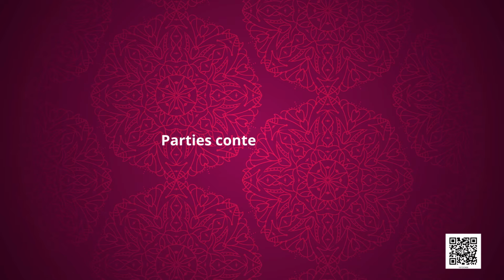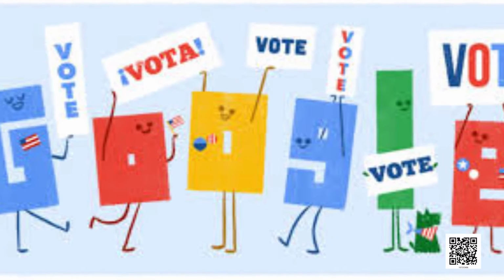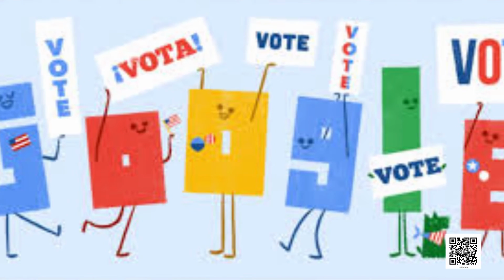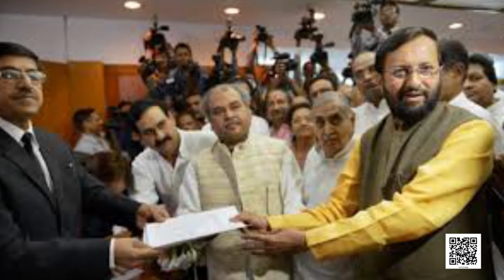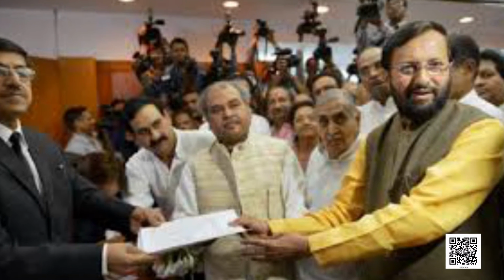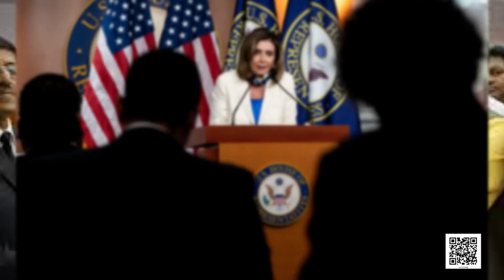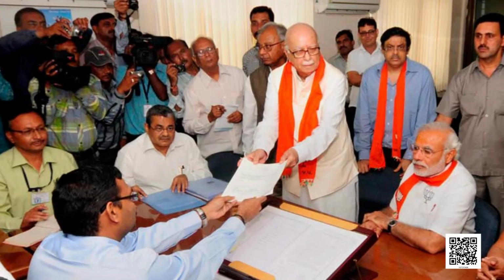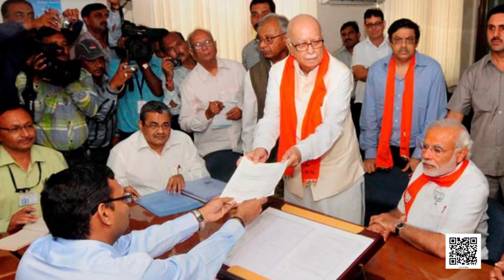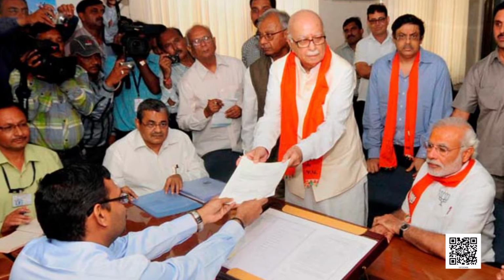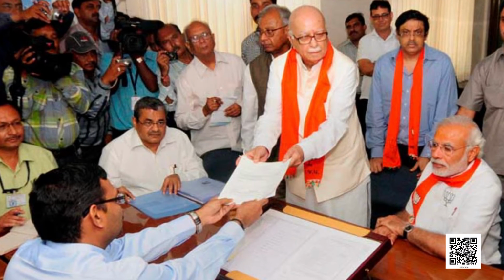First, parties contest elections. In most democracies, elections are fought mainly among the candidates put up by political parties. Parties select their candidates in different ways. In some countries such as the USA, members and supporters of a party choose its candidate. Now, more and more countries are following this method. In other countries like India, top party leaders choose candidates for contesting elections.